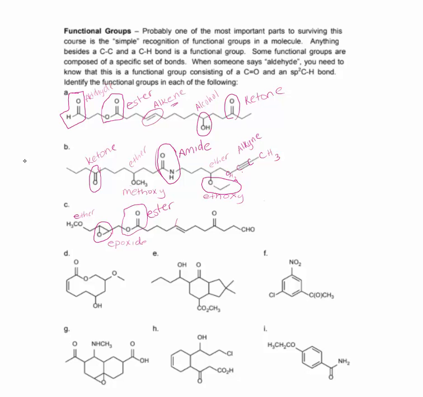Keep coming down the chain. We have an alkene. That's the double bond. Then we have another sp2 carbon. This is called a ketone. And it's called a ketone because both sides of the sp2 carbon have carbons attached to them.